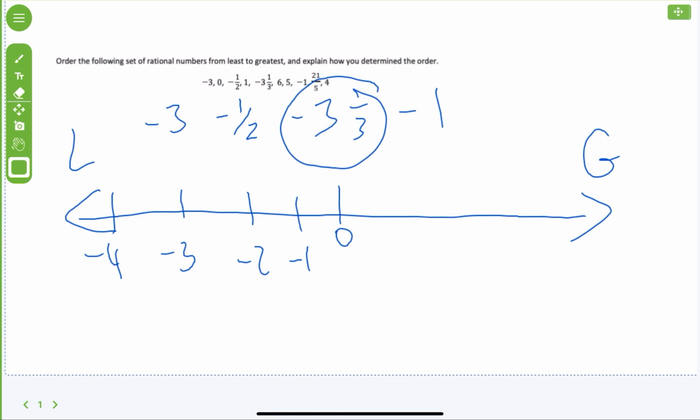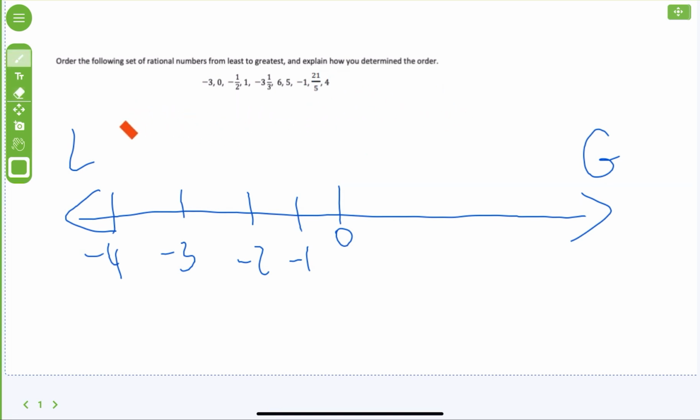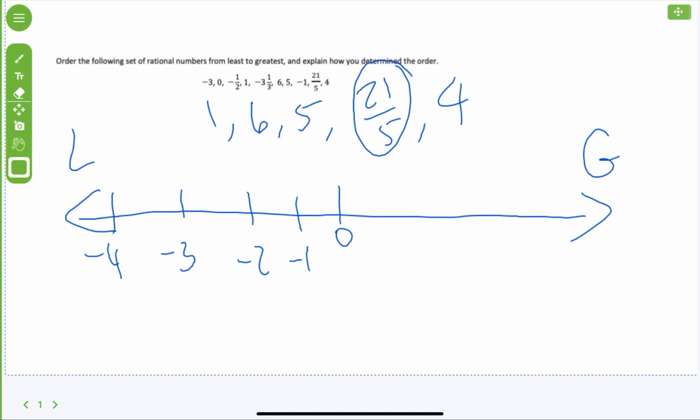Now, on the right side, let's look at the positive values. We have 0, which is neutral, and we have 1, 6, 5, 21/5, and 4. Now, we need to go ahead and make this into probably a mixed number. And what is that going to be? Well, it's 21 divided by 5. Well, that would be 4 1/5, right?